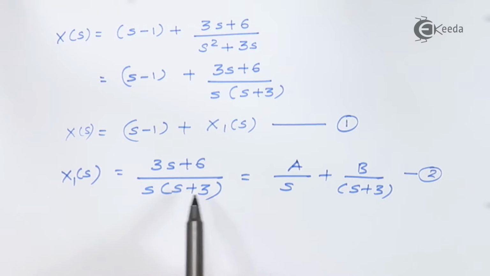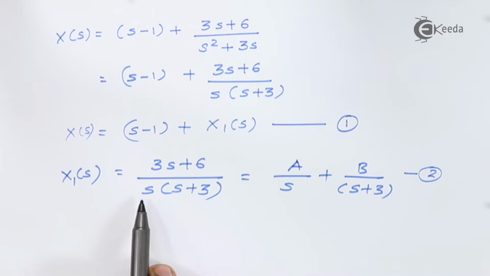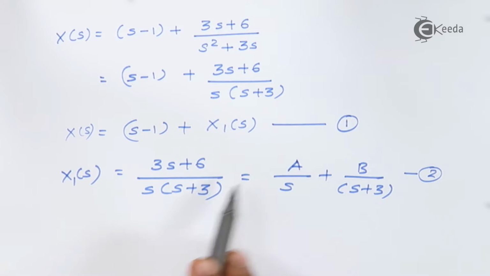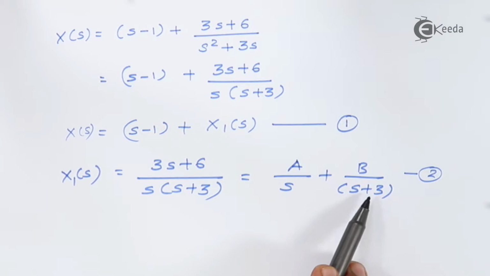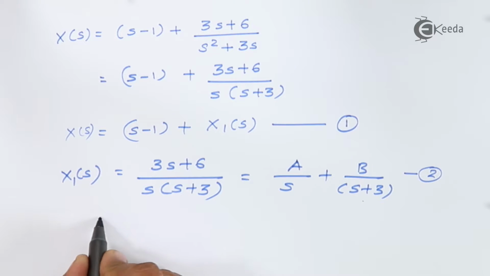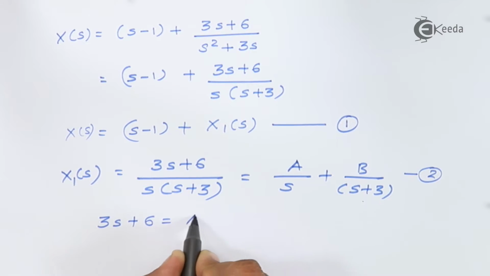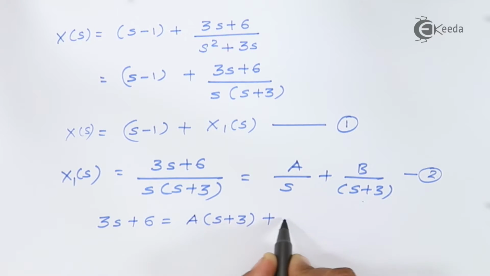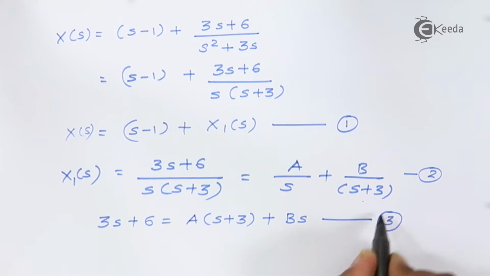Now just shift this denominator to the right hand side, or simply you can say that just multiply the left hand side denominator on the right hand side. What you will get, this s and this s will get cancelled, A will be multiplied with s plus 3, and over here the s plus 3 will get cancelled, B will be multiplied with s. On the left hand side we will have only 3s plus 6. And this is our equation number 3.